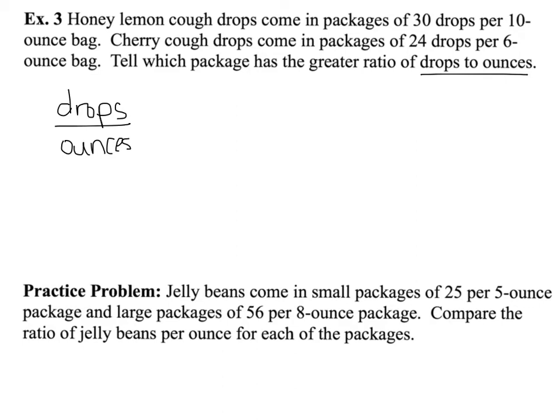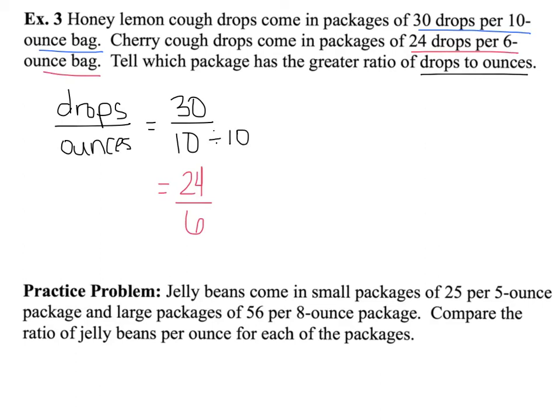So let's start with the larger bag. So that ratio would be 30 drops per 10-ounce bag. And I got that up here. Cherry would be 24 drops per 6-ounce bag. Let's simplify both of these ratios. So the first ratio, I know that 10 goes into both my numerator and denominator, which leaves me a ratio of 3 drops for every 1 ounce.